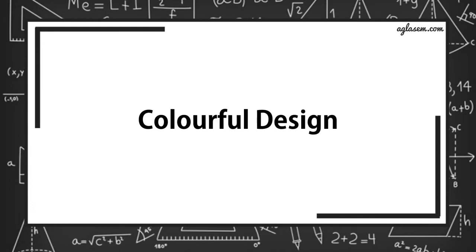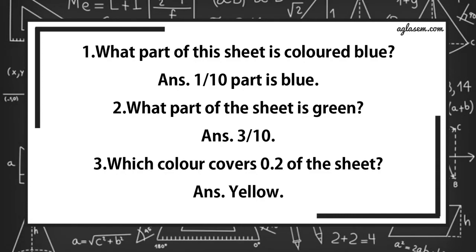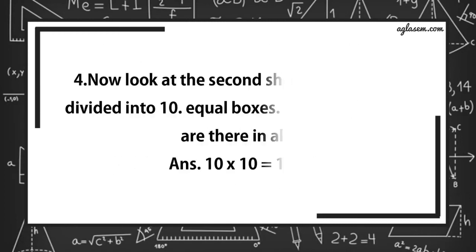For the colorful design, question number 1 says, what part of the sheet is colored blue? So guys, the image you can see in your book. Answer is 1/10 part is blue. Further, second part says, what part of the sheet is green? Answer is 3/10. Third, which color covers 0.2 of the sheet? Answer is yellow.